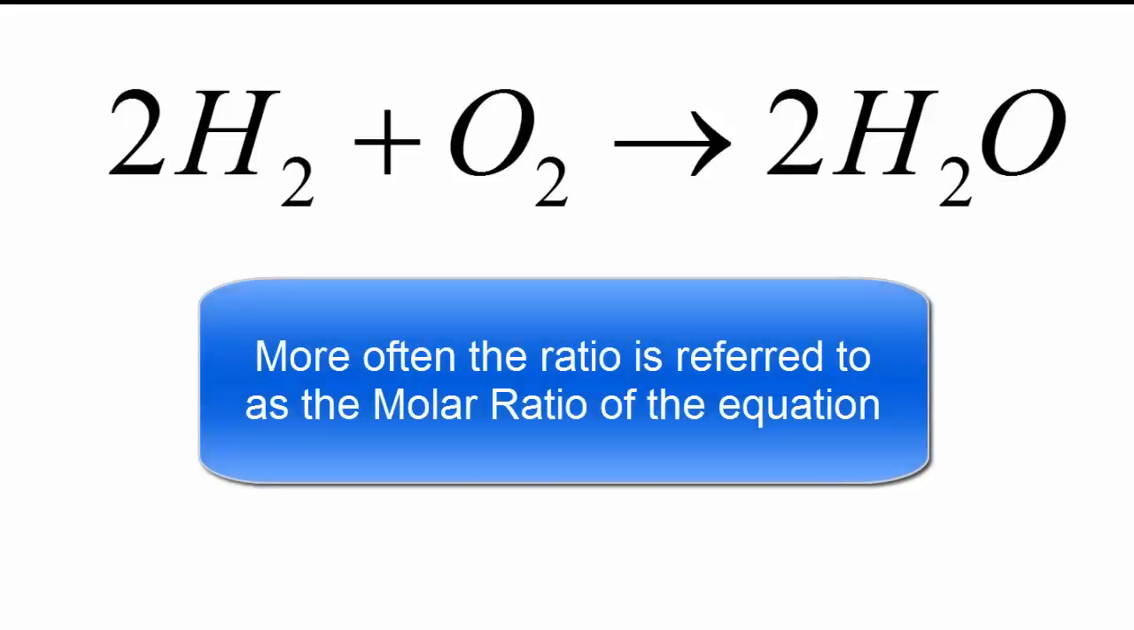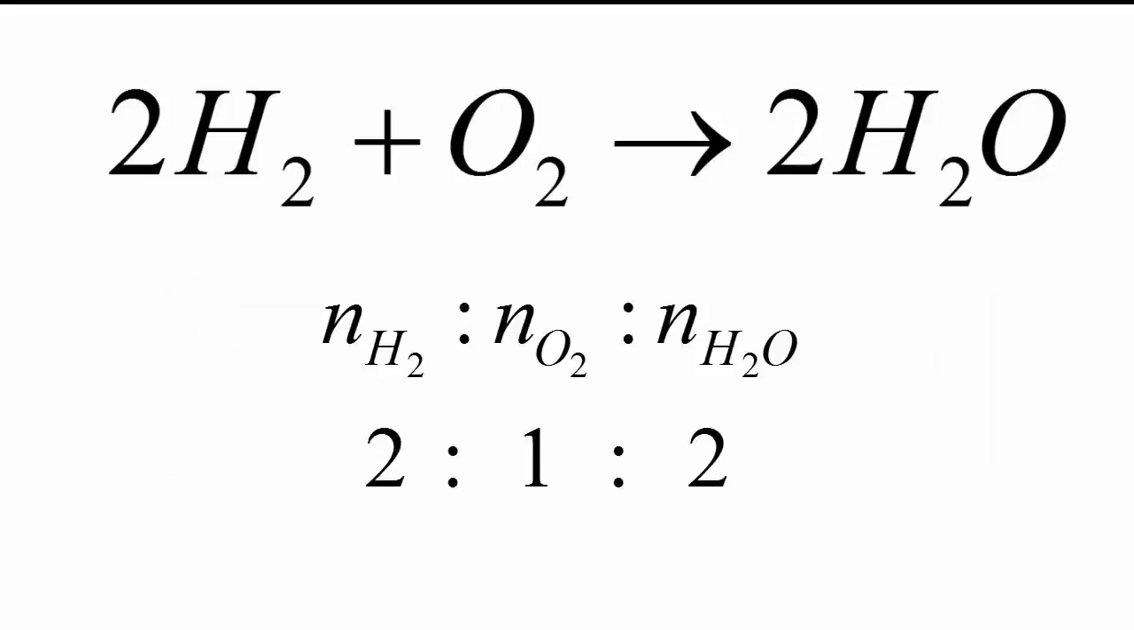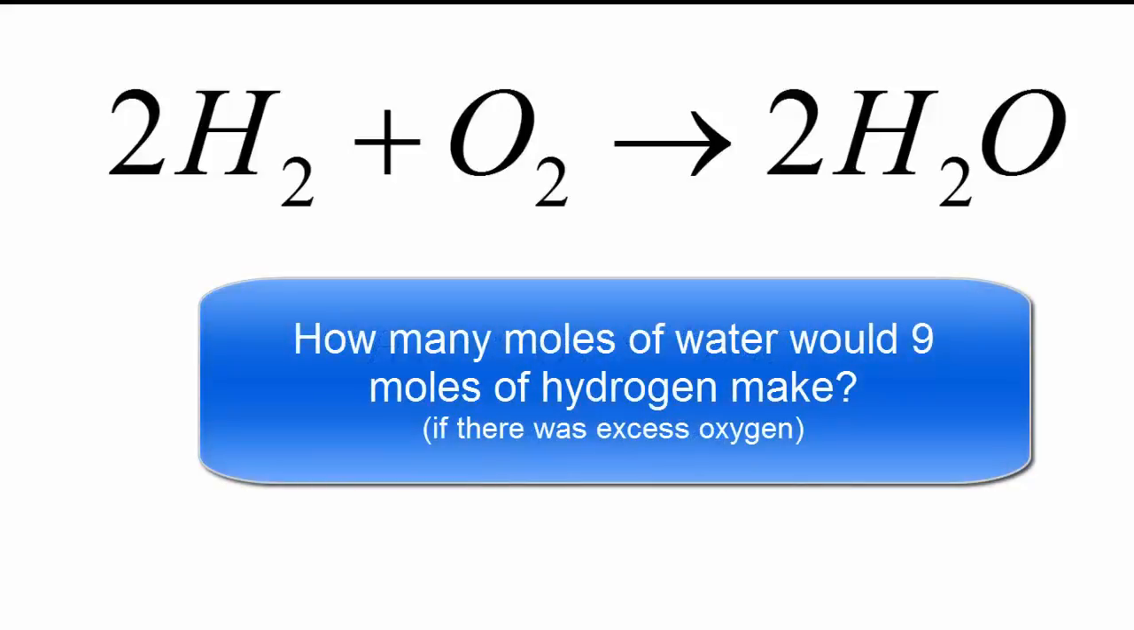More often than not, though, we refer to this as the molar ratio. 2 moles of hydrogen plus 1 mole of oxygen will make 2 moles of water. We can write this down in ratio form: the moles of hydrogen to the moles of oxygen to the moles of water, 2:1:2. And we're going to answer a lot of questions about it.